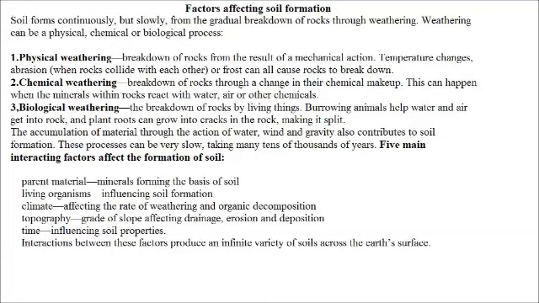Thus, these processes can be very slow, taking maybe many tens of thousands of years, you can say lakhs of years. There are five main interacting factors affecting the formation of soil. First is parental rock, or parental material, the mineral forming the basis of soil, and topography, living organisms, climate, interaction between these factors, and the time period. So all these things play a great role in the formation of soil.